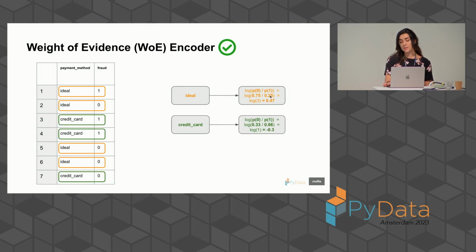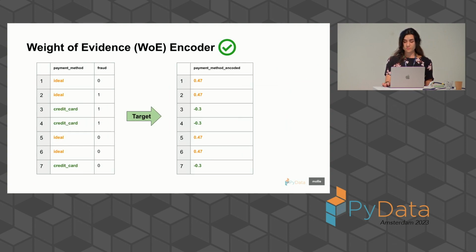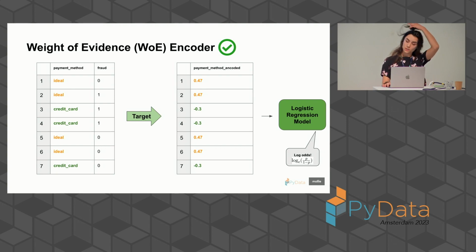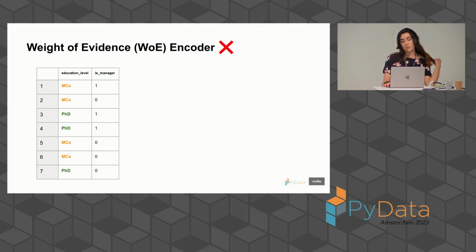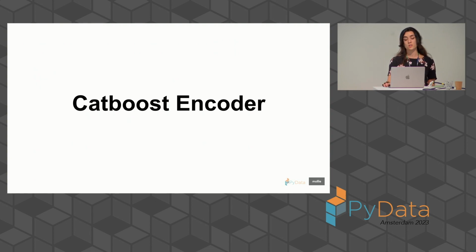Similarly, we find it for credit card. Now, something nice to notice here is that when the log is positive, it indicates to the model that there were more goods than bads, and the absolute value indicates how much more, and similarly with negative. So that's how it conveys the information to the model. And then we can easily apply it to logistic regression because it also works with log odds. Not nice to use with ordinal data because then we're losing quite a bit of meaningful interval information.